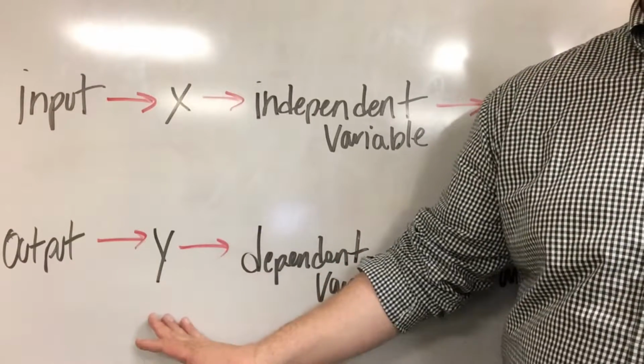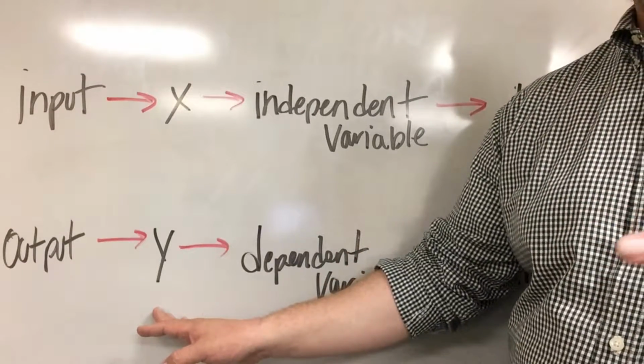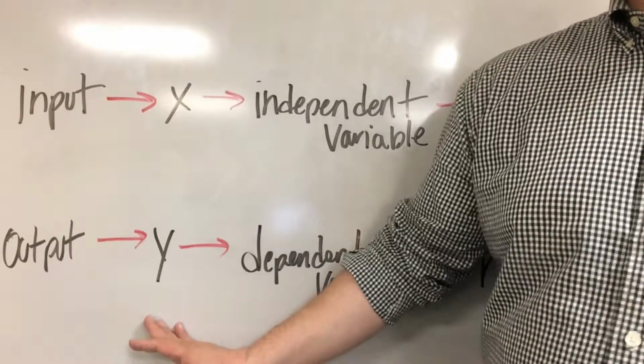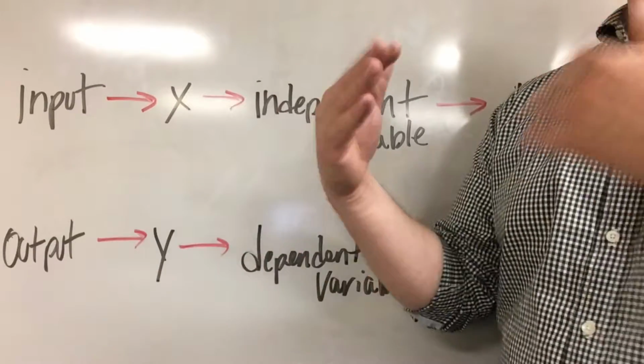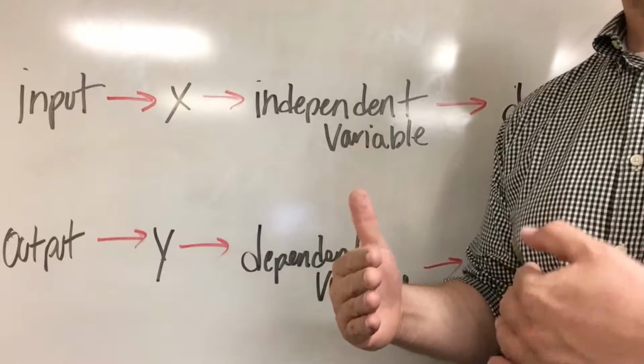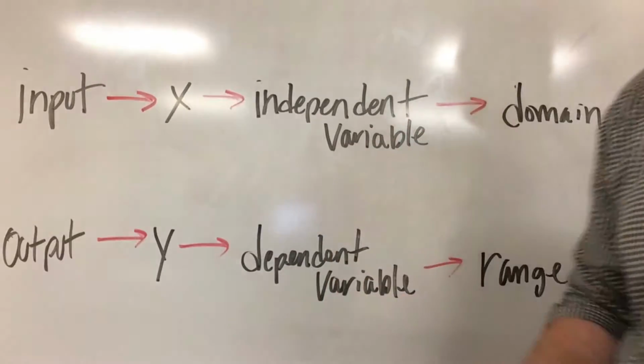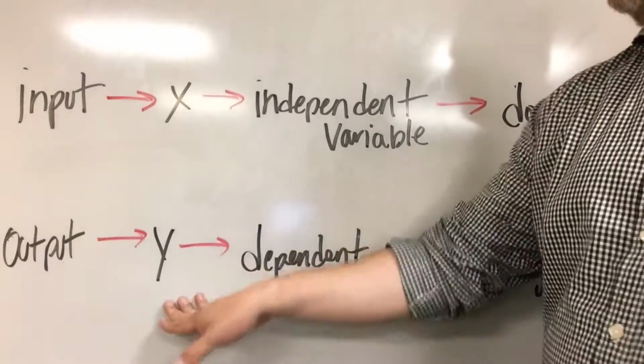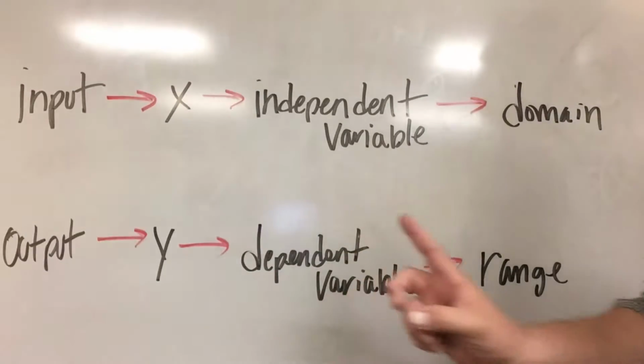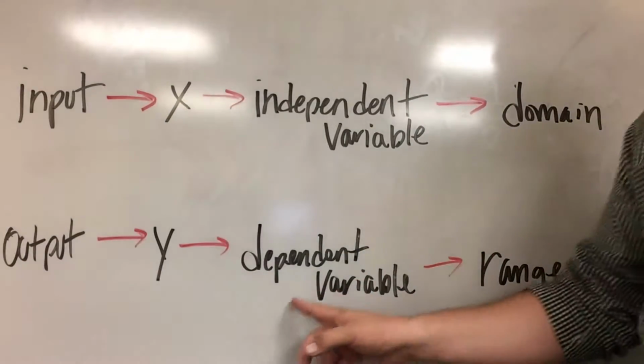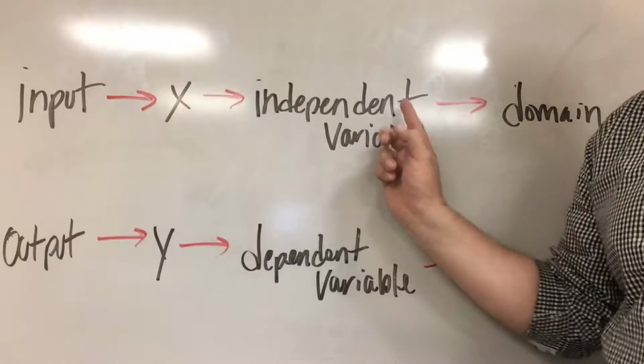Okay, and most times in algebra, when you're doing problems, you're gonna have y equals something, something, something. That's because y is the answer. That's what we're looking for. That's what we're trying to solve. That y, or the output, is the dependent variable, okay? It is dependent on what is happening here, okay?